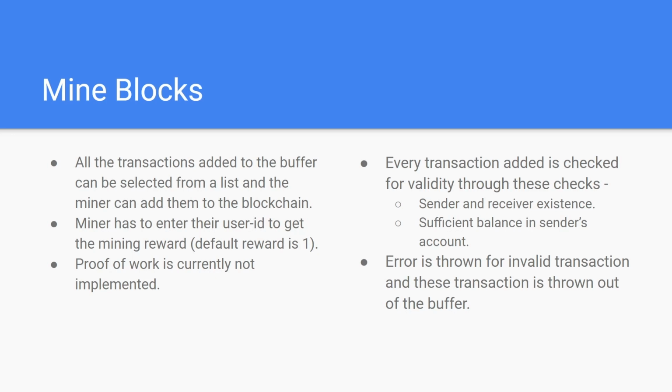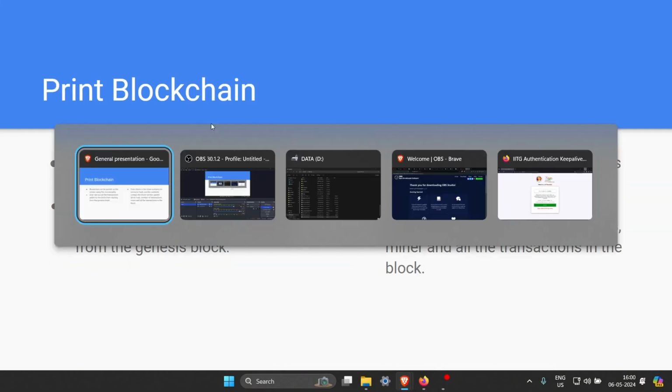Every transaction added is checked for validity through these checks: the sender's and receiver's existence, and sufficient balance in the sender's account. An error is thrown for an invalid transaction, and this transaction is thrown out of the buffer. Let us see the implementation of the mining as well.